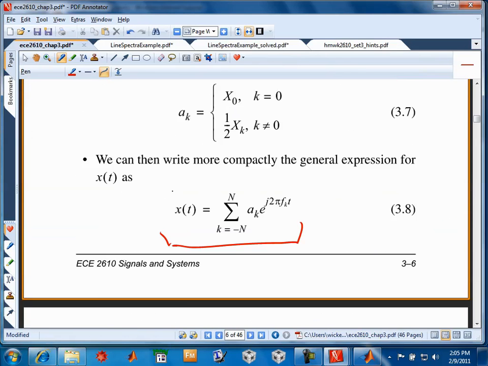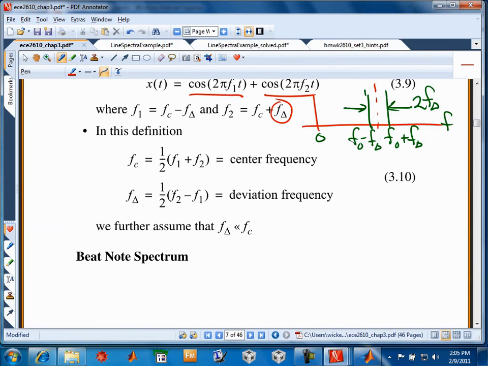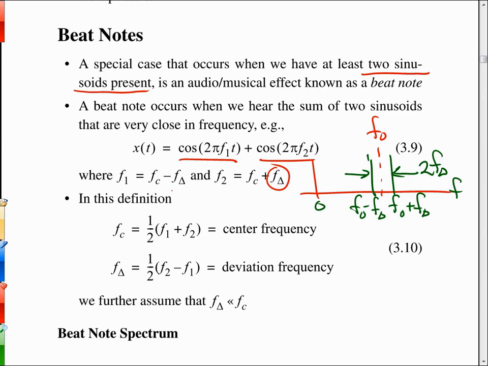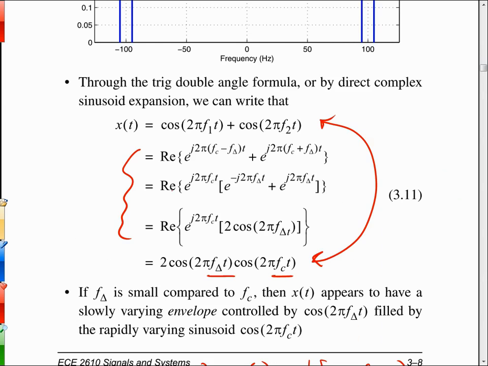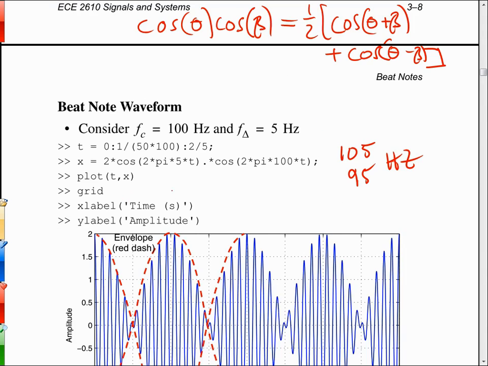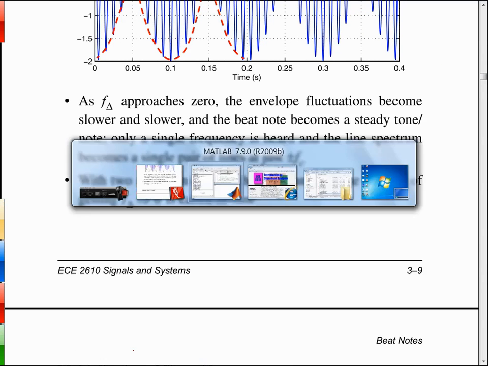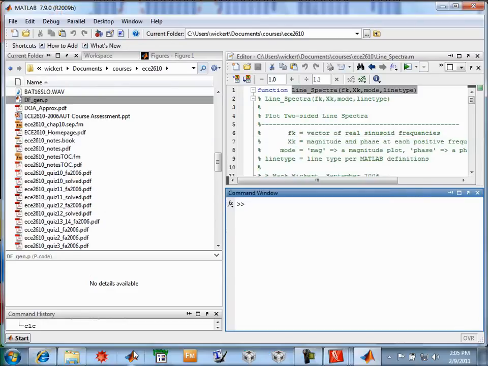Before we get to Fourier series, though, we have one other thing to go to, and that is we did beat notes last time. I have my audio system hooked up. Actually, yeah, good comment. Good that I'm thinking of that.